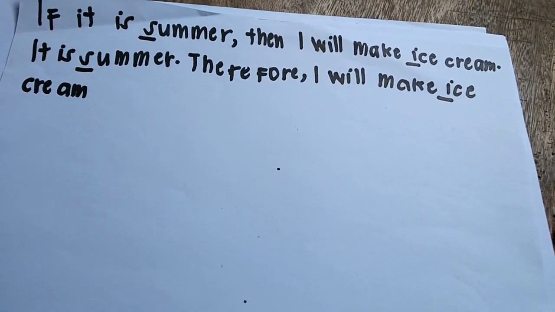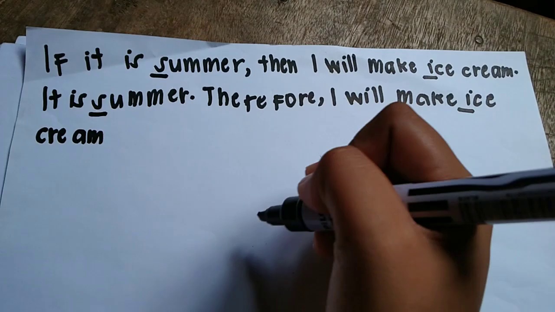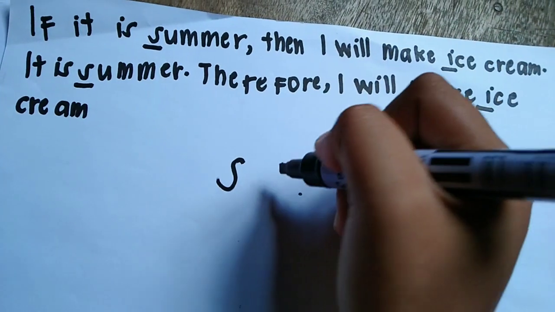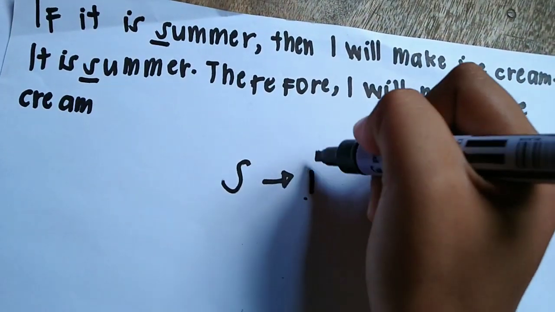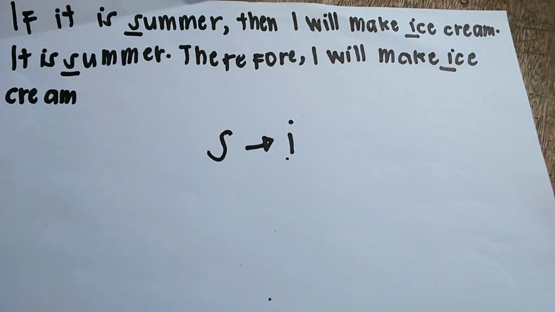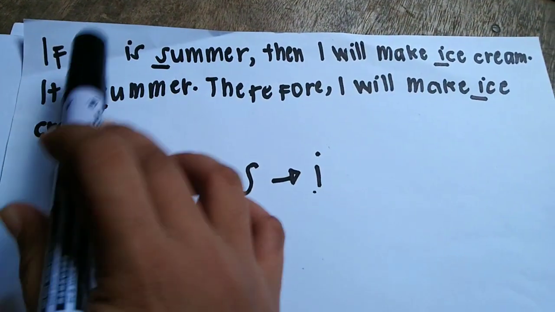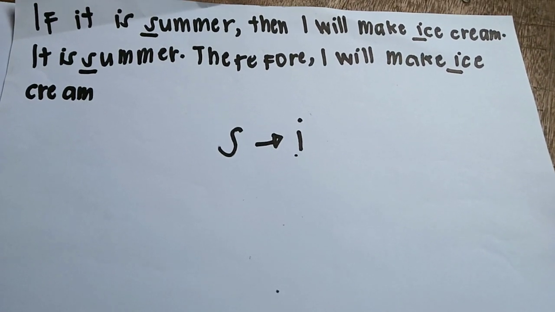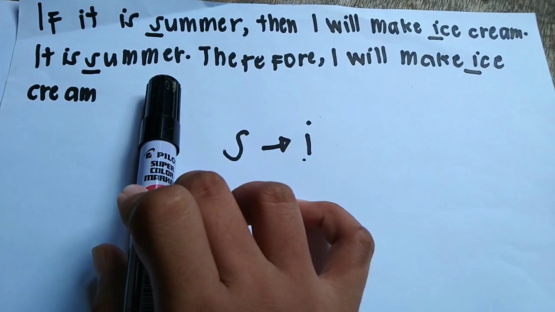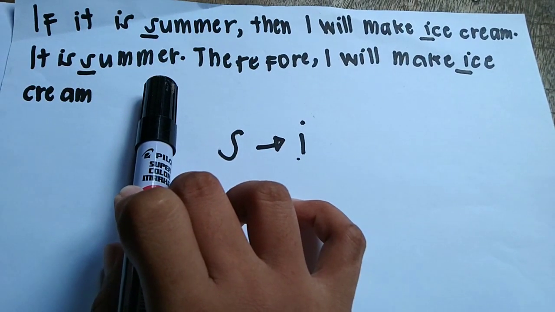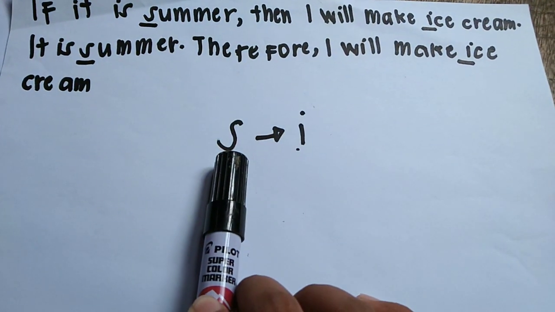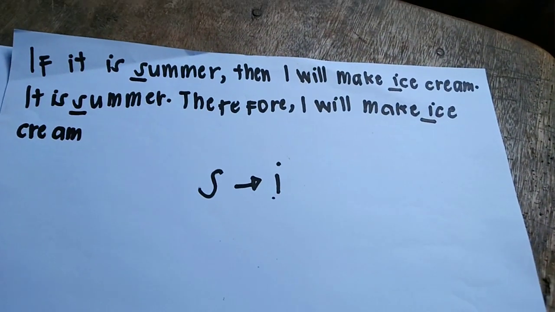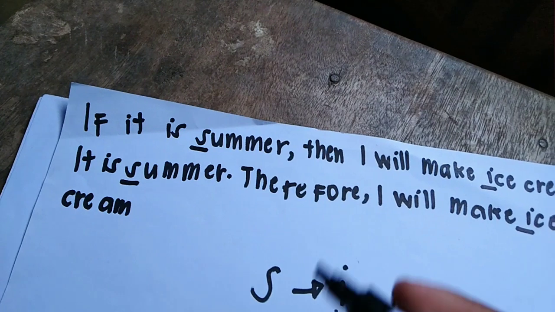So, our first premise is S implies I. And it is a conditional statement because of the words if and then. So, yung susunod na statement natin is, it is summer. Then, as we notice here, ito lang naman yung antecedent ng una nating premise. So, ito siya. Yun yung second premise natin. S.